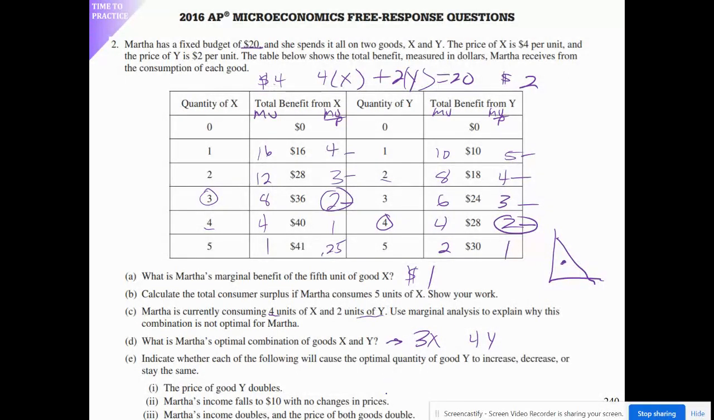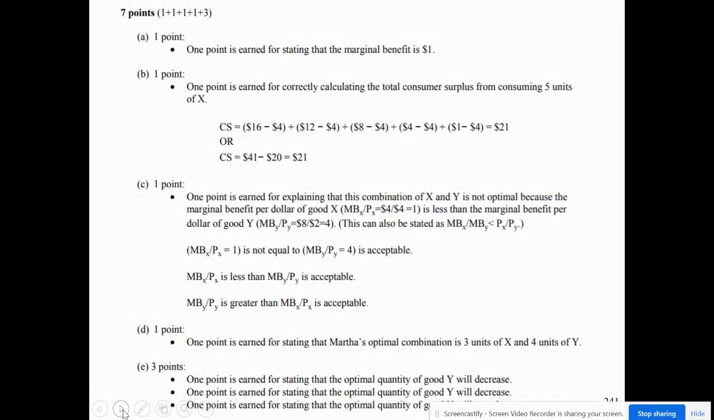What if her income falls with no changes to the prices? Well, in both cases she's going to buy less of it. And then if Martha's income doubles and the prices both double, then it would stay the exact same. Okay. And we'll see those answers are also in your notes. So there they are right there.